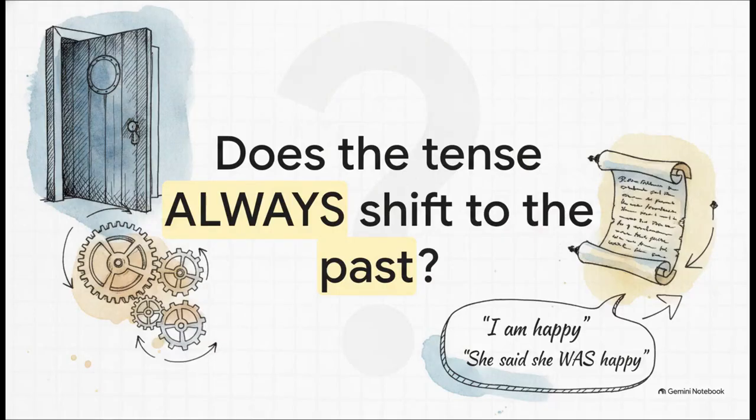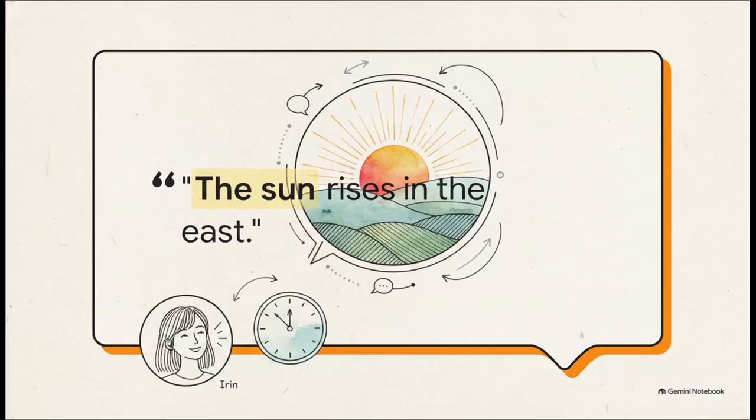Okay, here's another huge trap. In school, we're totally drilled to always backshift tenses to the past to show that the words were spoken previously. So, I am happy becomes, she said she was happy. But, does the tense always have to shift backwards? Actually, no, it doesn't. If someone states a universal truth, you leave the present tense exactly as it is. The sun rises in the east. Stays. The teacher said that the sun rises in the east.